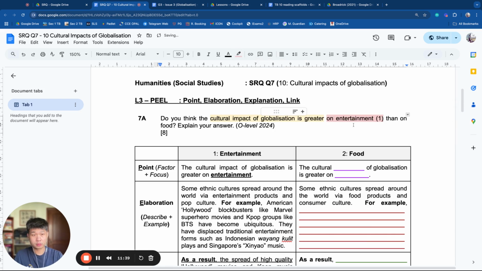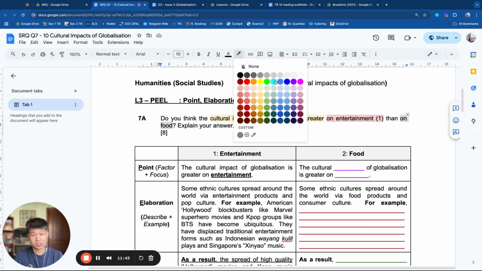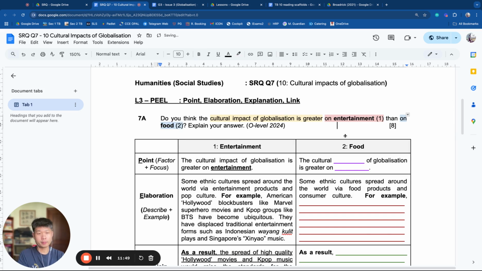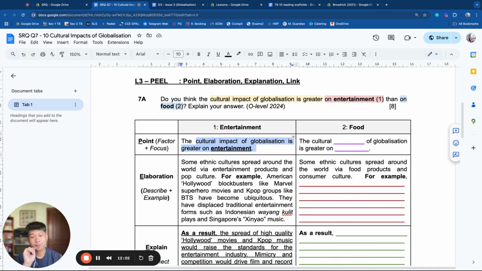Then on food, and so this therefore should be factor two. Explain your answer. So I go with the flow to write my point, which is the factor and the focus. The cultural impact of globalization is greater on entertainment. That could be one point. So I need to talk all about entertainment in this paragraph.